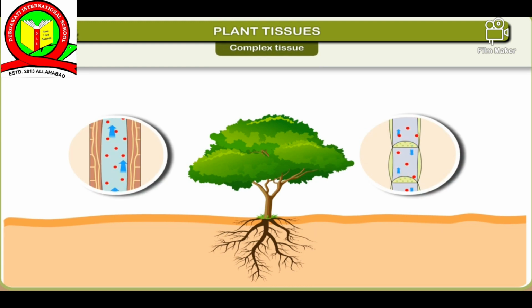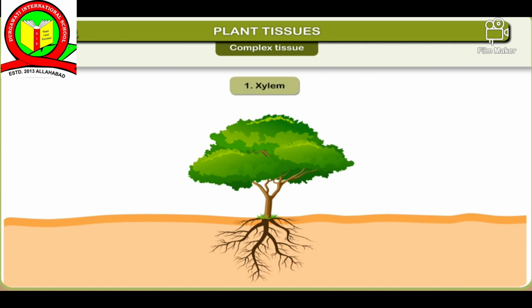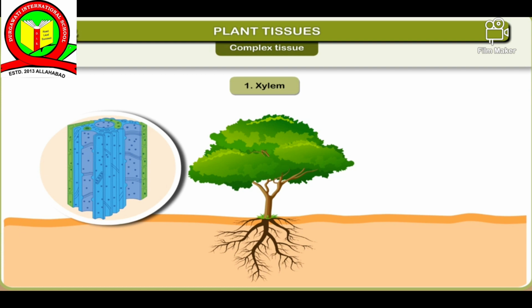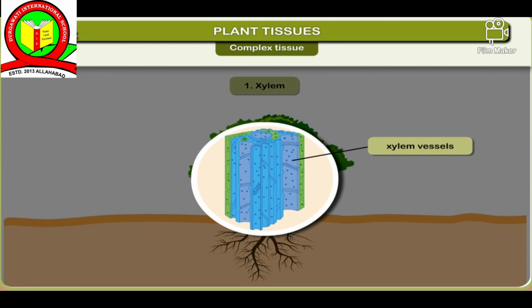A complex tissue is made out of more than one type of cells that work together as a unit. Complex tissues are of two types, xylem and phloem, collectively called vascular bundles. Xylem and phloem are conductive tissues that make up the vascular system of the plants. First one is xylem. Xylem is made up of different types of thick-walled tubular cells. Xylem vessels are tube-like structures joined end to end with thickening on their walls.